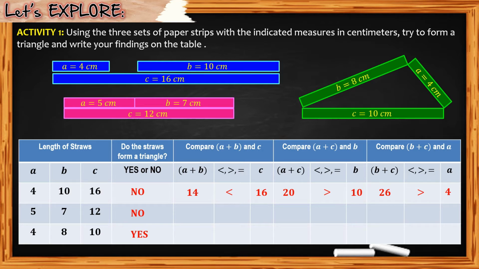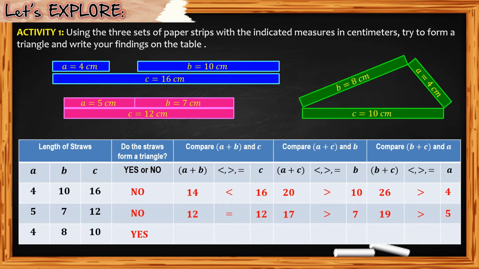Now, on the second set, we have the sum of A plus B. A is 5 plus B is 7. The result is 12, and 12 is equal to C, which is also 12. Next, A plus C. A is 5 plus C is 12. The result is 17, and 17 is greater than B, which is 7. Next, B plus C. B is 7 plus C is 12. The result is 19, and 19 is greater than A, which is 5.